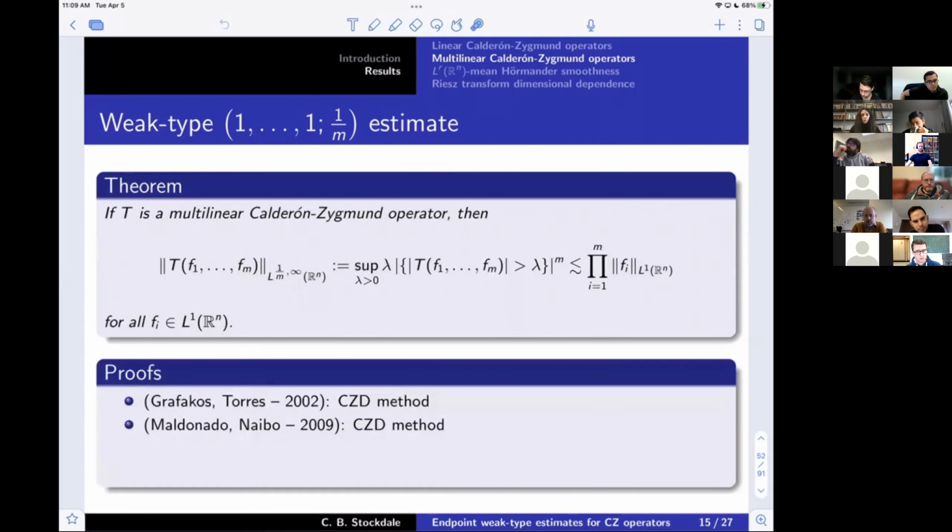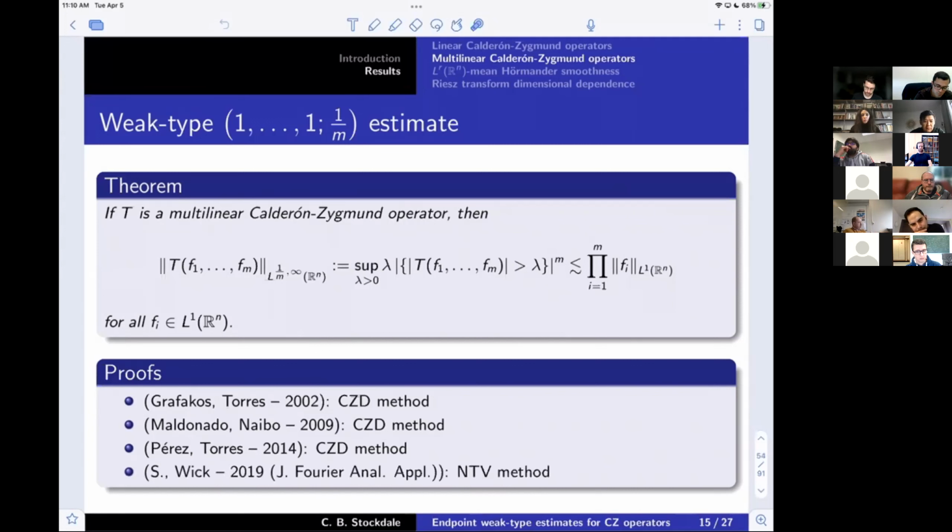So the first proof was given by Grafakos and Torres in 2002. It uses the Calderón-Zygmund decomposition. There are a few other subsequent proofs. One I found of Maldonado and Naibo in 2009. They're really studying some things with pseudo-differential operators, but their proof again uses the Calderón-Zygmund decomposition. And then Perez and Torres considered a slightly different smoothness assumption on the kernel. They proved it using the Calderón-Zygmund decomposition. And then we have another proof that uses this Nazarov-Treil-Volberg method, a multilinear version of that, with myself and Brett Wick from 2019.